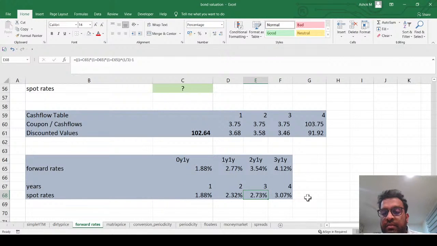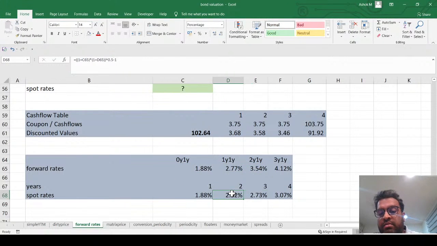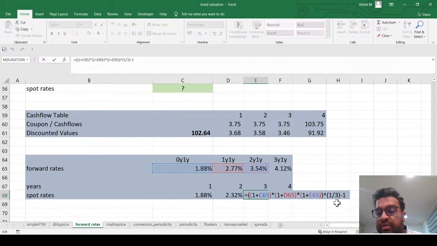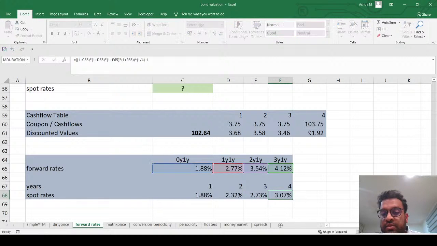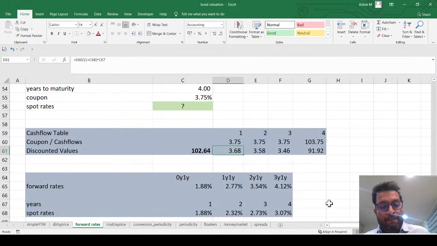Similarly, my 3-year spot rate is a combination of 3 forward rates: year 1, year 2, year 3. I do the chain-linking, or I can take this value compounded with this value and get this, whichever way. Then I raise it to the power of 1 by 3 to get the annual rate. Similarly for the last one. So I get 4 spot rates. Now these can go into your cash flow table.